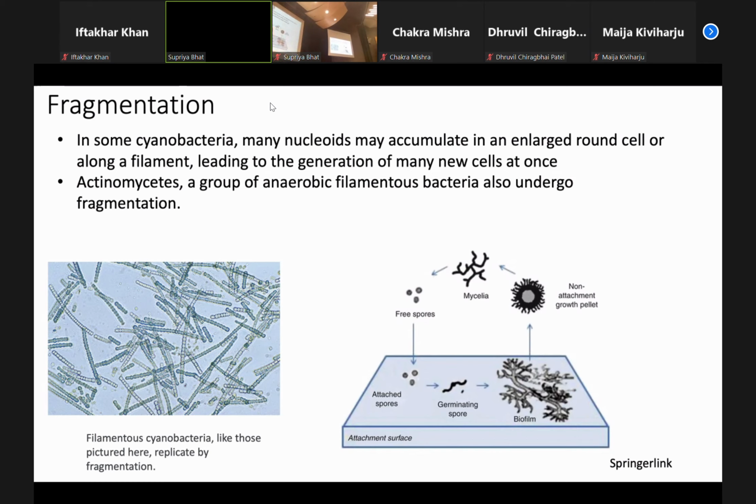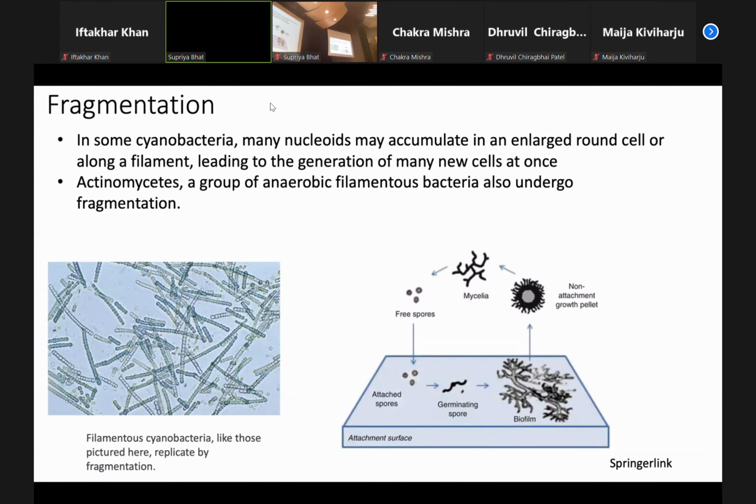Actinomycetes, until recently, were considered to be fungi, not bacteria, because their morphology is so similar to fungi. As I explained, they have mycelia, they have hyphae, they even produce aerial spores, all similar to fungi, except they are prokaryotic and they're bacteria. Not so recently, they found out they're actually bacteria. So once a nucleoid undergoes division in these mycelia, they get broken off and attached somewhere else. The second picture is actually the life cycle of actinomycetes.